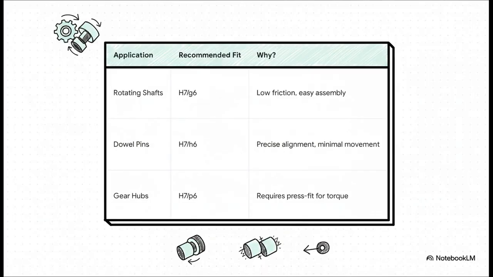So this is how those funny little codes translate into actual jobs. If you need a shaft to rotate with very little friction, you're going to spec out a clearance fit, like H7/G6. If you need a dowel pin for super precise location, that's a job for a transition fit, H7/H6. And for something like a gear hub that has to transmit torque without ever slipping, you'll call out an interference fit, like H7/P6, which means it has to be press fit during assembly.